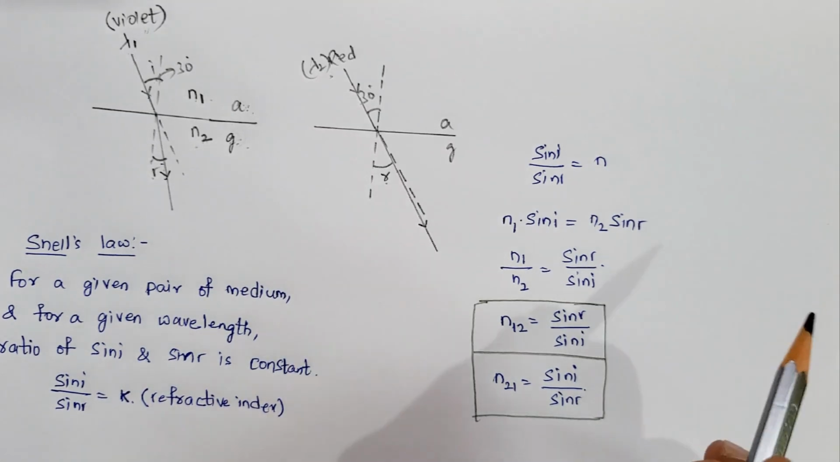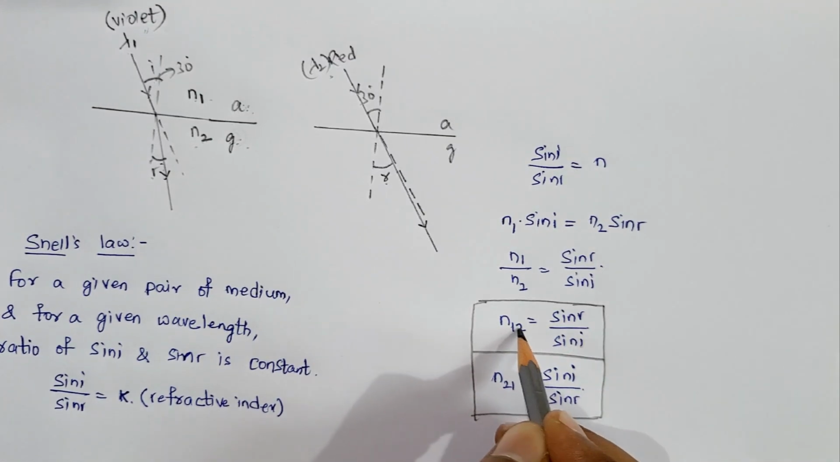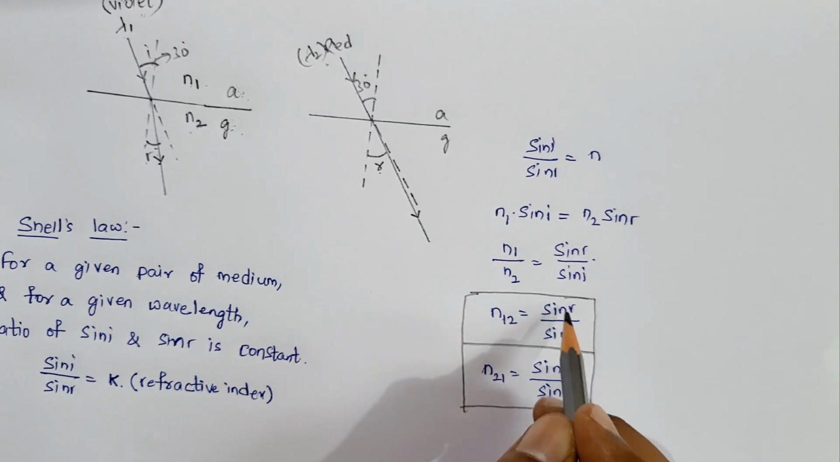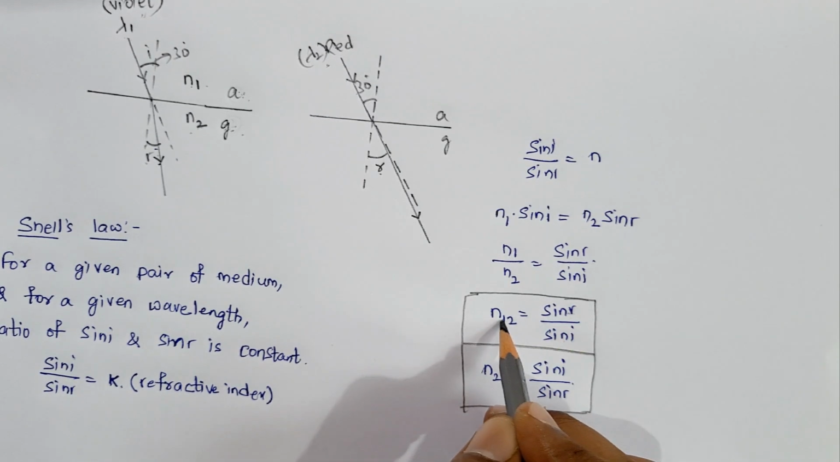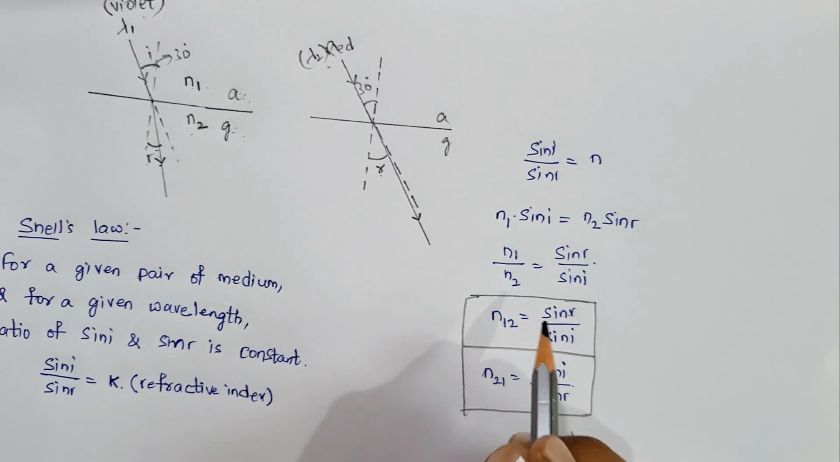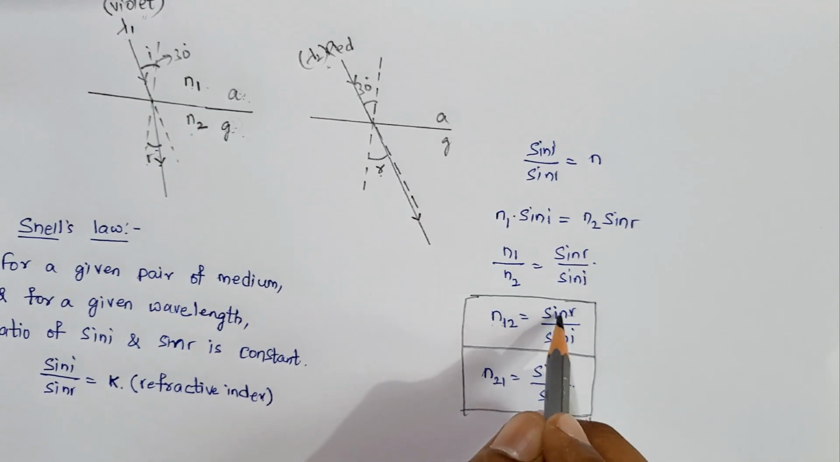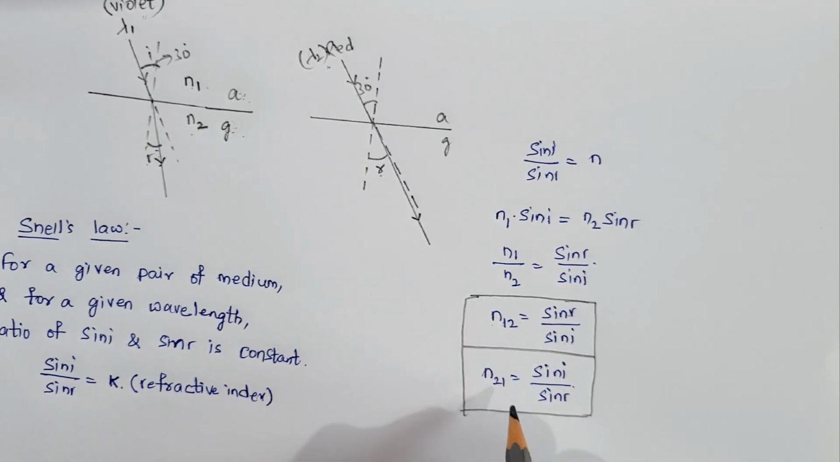There are three things here: angle i, angle r, and n12. Okay, so they may give i and r, and ask you to find the refractive index of the first medium with respect to the second medium, or the second medium with respect to the first medium. One way of asking a question. Another way of asking a question is, they'll give the refractive index and sin r, and ask you to find the angle of incidence.